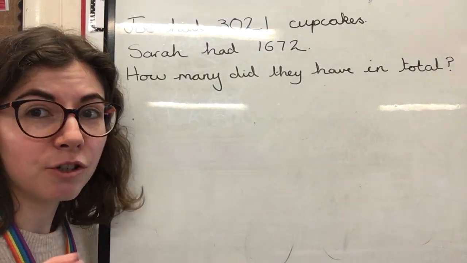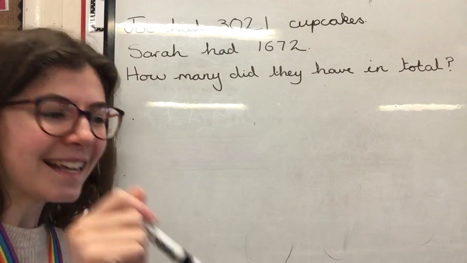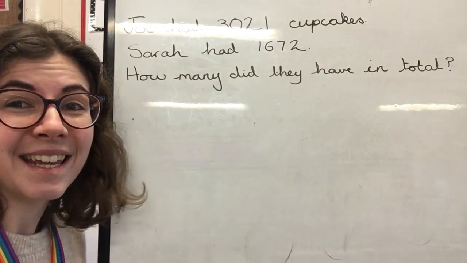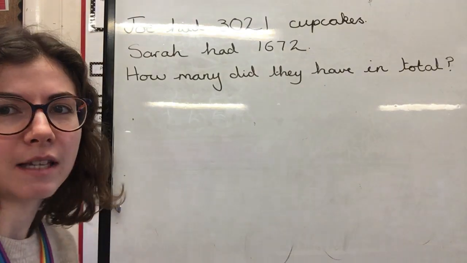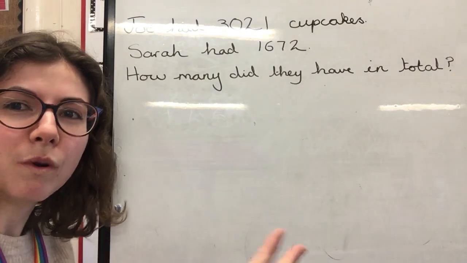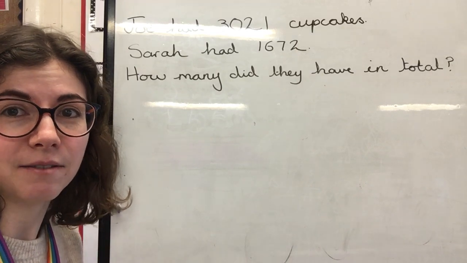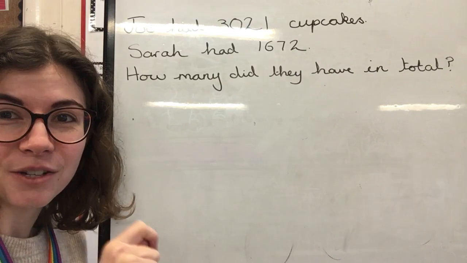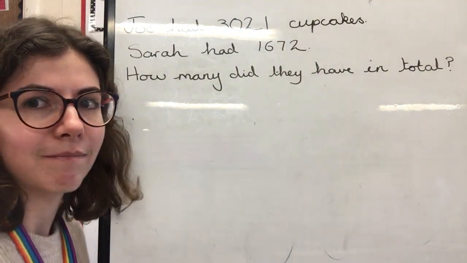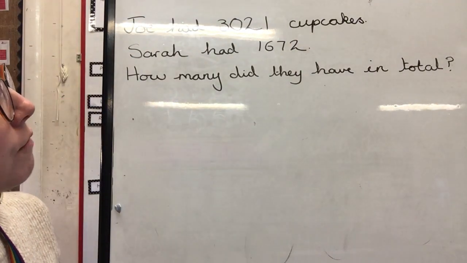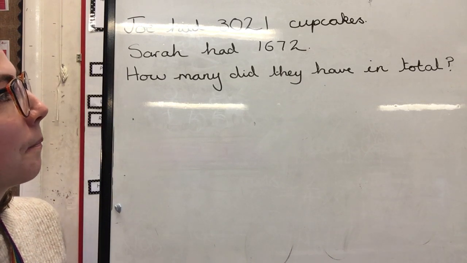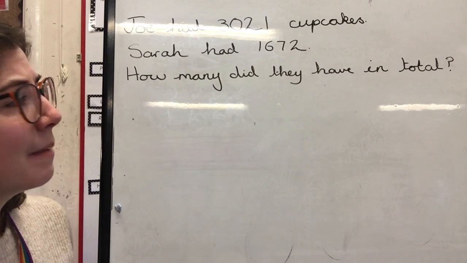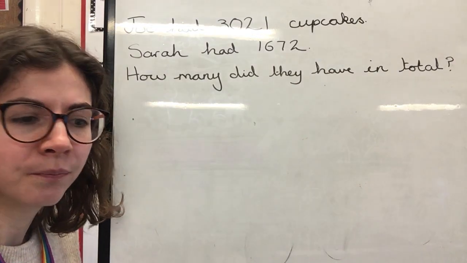So what's important to remember before I show you this is that this isn't a method to solve the problem. But it is a way that you can represent the problem, a way that you can draw out the problem so that you can see it. So, we'll read the word problem and then use a bar model to draw it out and represent it. So it says, Joe had 3,021 cupcakes. Sarah had 1,672. How many did they have in total?